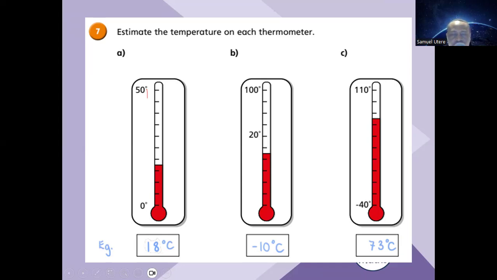And then here is the answer for this one. And then the other one.